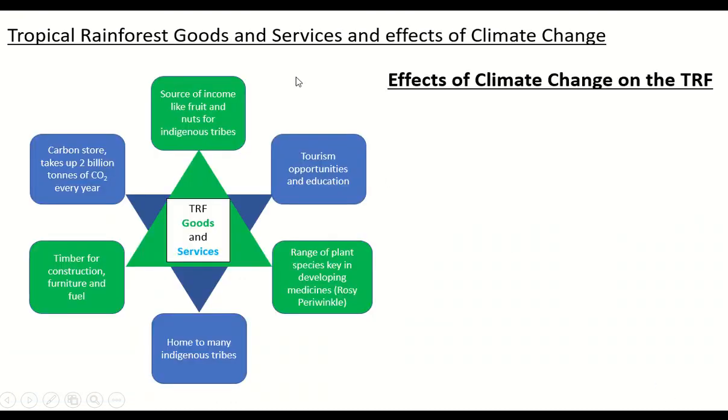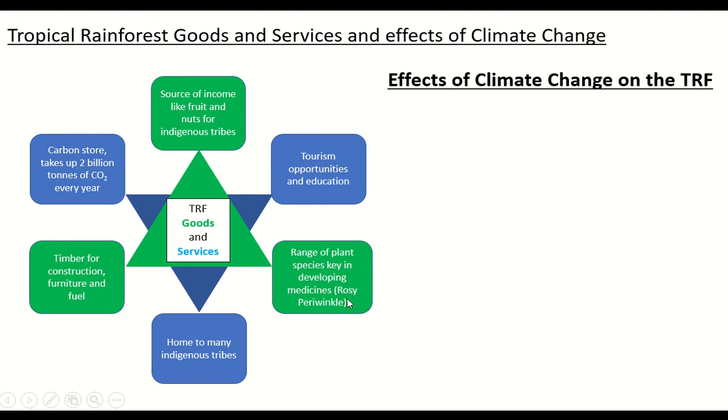Okay, so goods and services found in the rainforest and the effects of climate change. What you'll find in the rainforest are certain things that we use, that we can touch, tangible items, and specifically those are in the green here. So fruits and nuts, a lot of the indigenous tribes will use those for food, but they can be sold as well. Timber for construction, furniture, fuel, and a range of plant species that develop medicines.